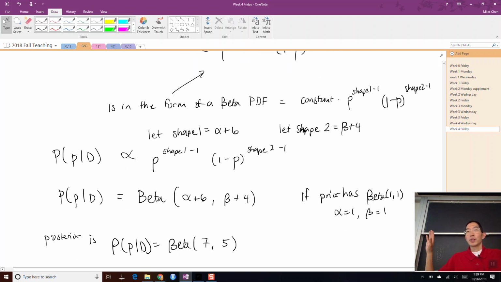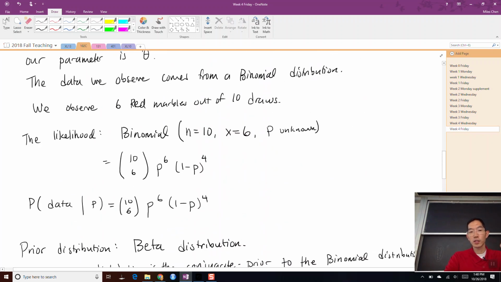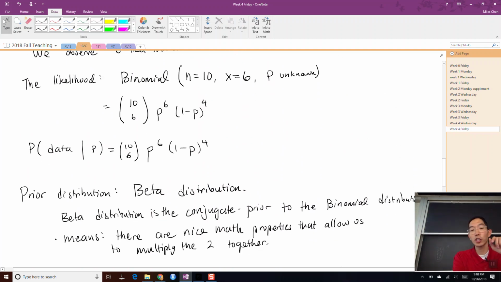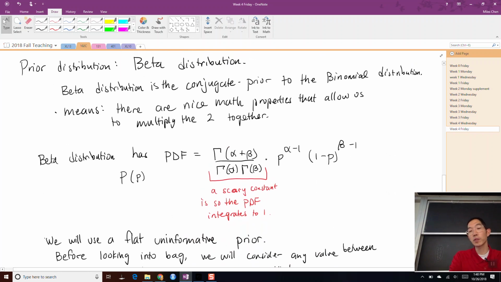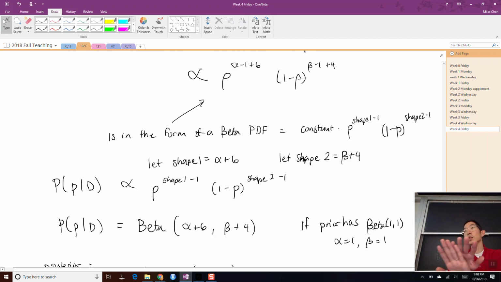So this is why it's the conjugate prior, the beta and the binomial. The binomial distribution has this PDF, and because the beta distribution is defined using similar terms, when we combine the two, we end up getting something still in the form of a beta distribution.